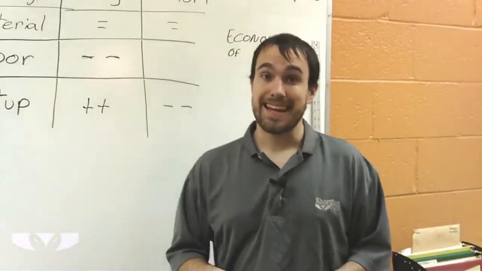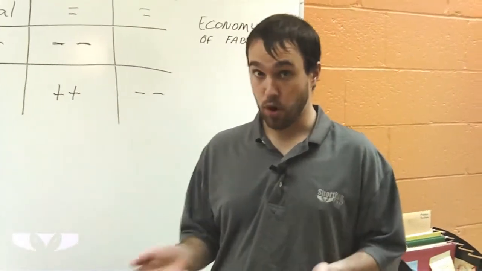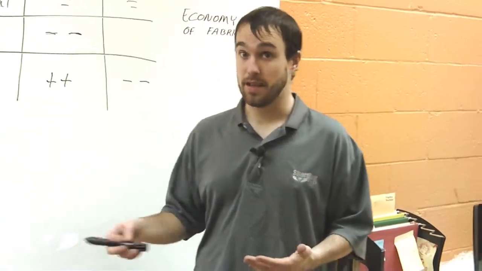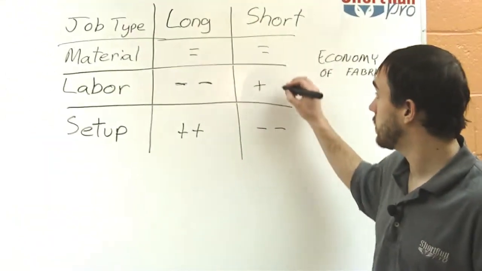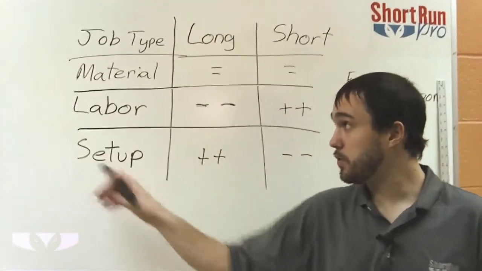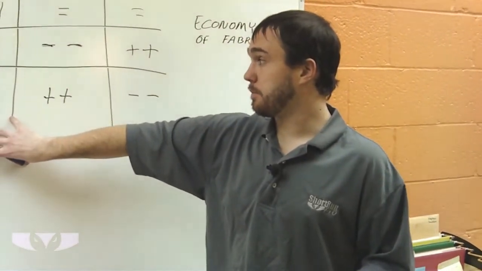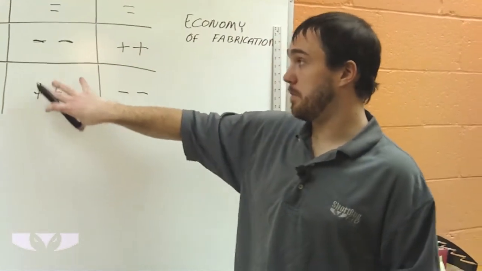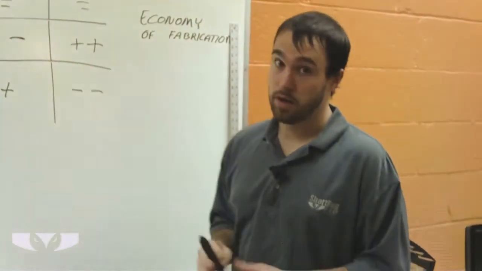The downside to that is it takes a lot more labor, because the employee will have to actively make each part, and you're not able to capitalize on the time saving that you got from the setup. So you get higher labor costs. Since setup is really expensive and labor is relatively cheap, if you're making a lot of parts, long run is going to be the best for you, and if you're making only a few parts, short run is going to be good for you.